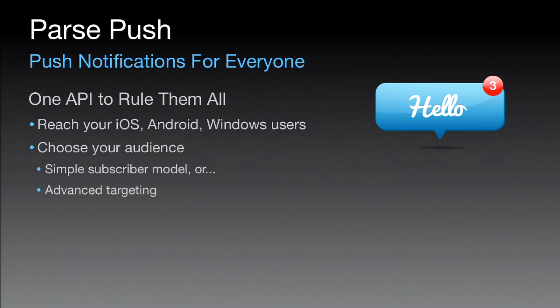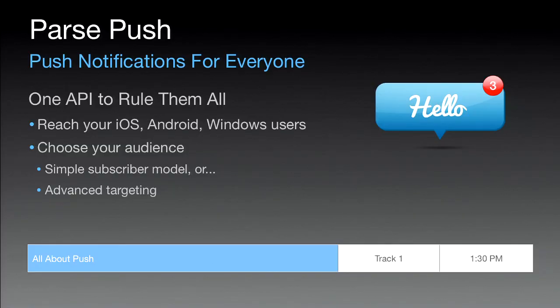It's very easy to choose your audience. There are two ways to target a push notification. There's a basic subscription model where the devices actually subscribe to a channel, and you can just send a push to anybody who's listening to that channel. Or if you need more specific, granular targeting of your push notifications, you can actually use those queries that we just saw to construct a specific query that says, hey, I want to push just to this specific subset of users. So it's pretty powerful. You will learn all about push in the talk after this one in this same room.